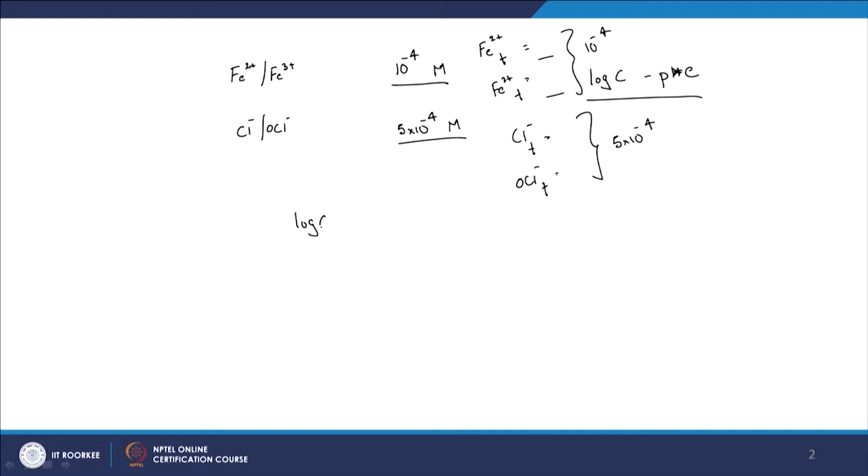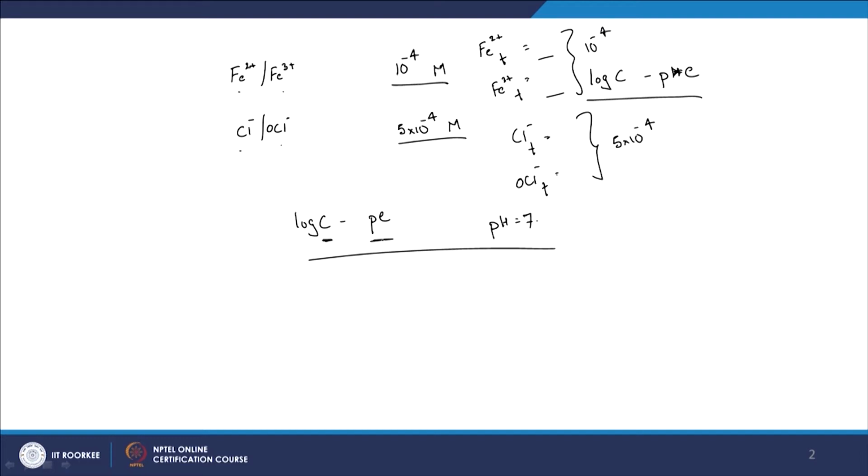So we are going to try to draw the log C versus pe diagram. How are the concentrations of the various couples going to change with the pe values? Let's say we choose a particular pH of 7 and try to analyze the system at that particular pH, right?